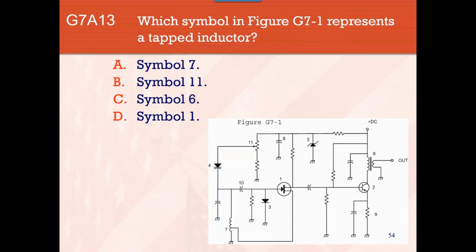Which figure represents a tapped inductor? That's number 7. That's the little tap that's coming off the side there. Just a coil of wire with a tap on it to attach to one of those turns of wire in that thing. So that's going to be number 7, Answer A.